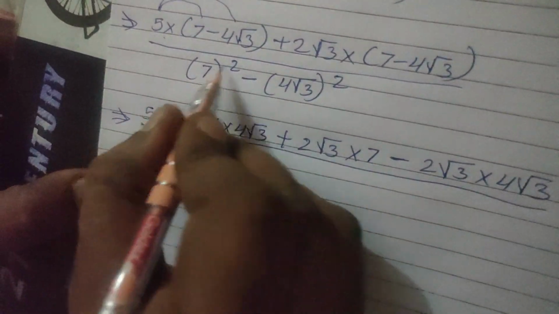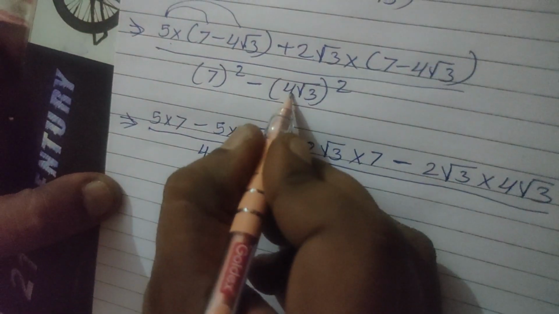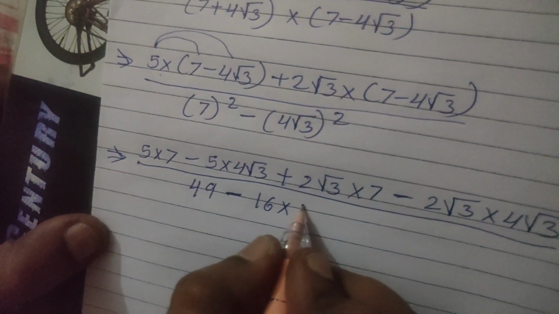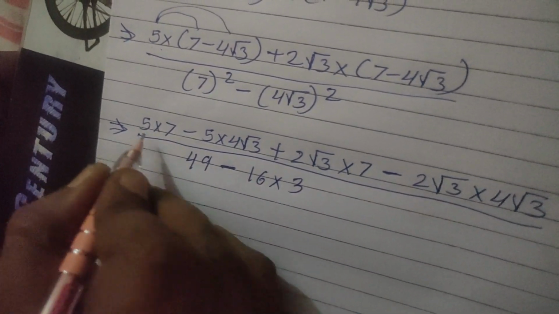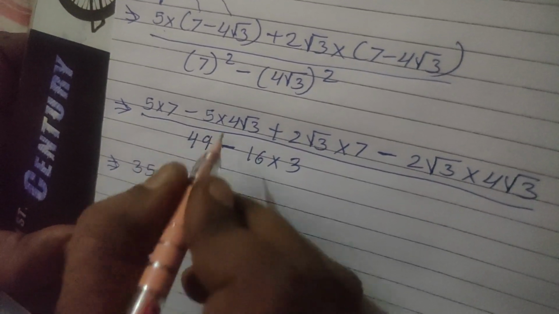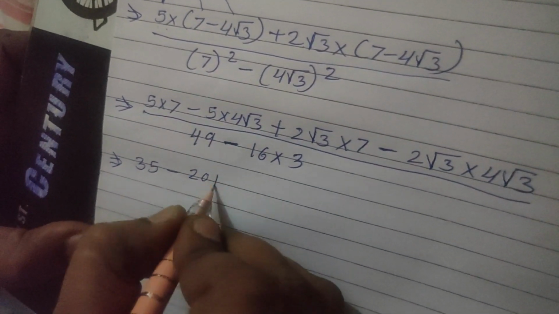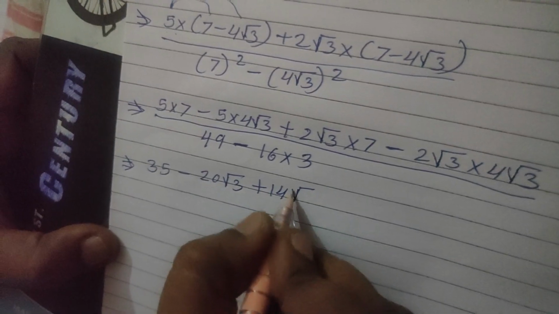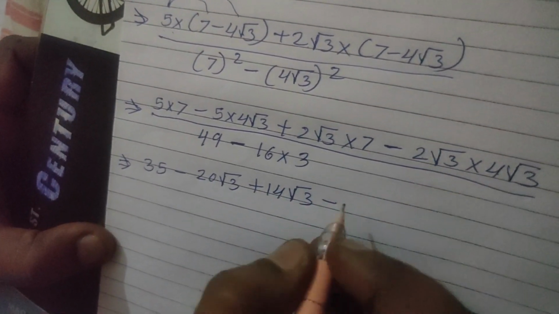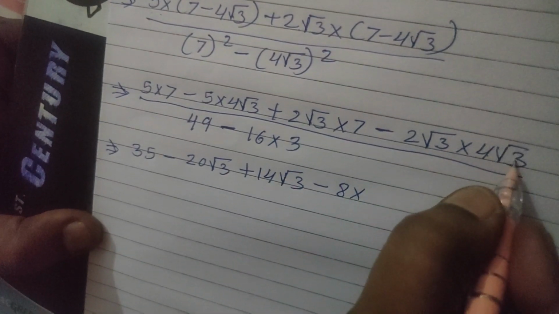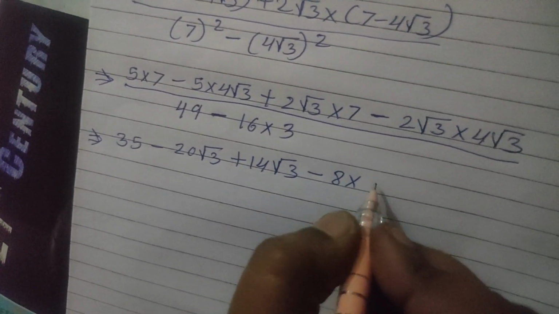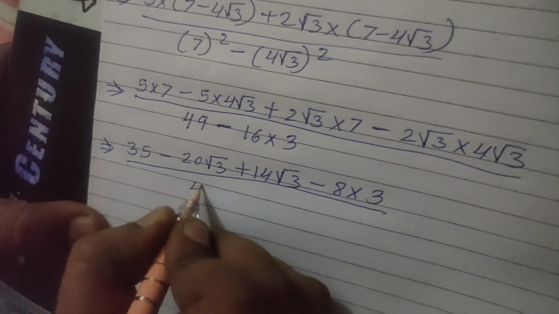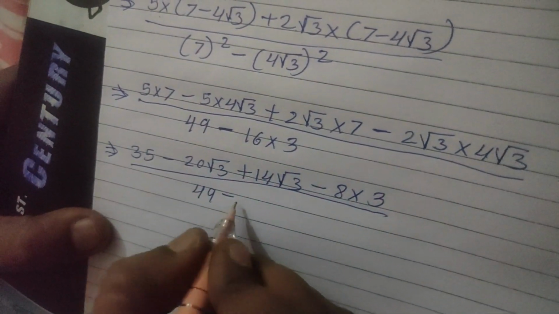And now in the denominator, 7 square is 49, 4 square is 16, and root 3 square is 3. Now 5 into 7 is 35, minus 5 into 4 is 20 root 3, plus 2 into 7 is 14 root 3, and minus, 2 fours are 8 and root 3 multiplied with root 3 is root 3 square, which is 3, upon 49 minus 16 into 3, that is 48.